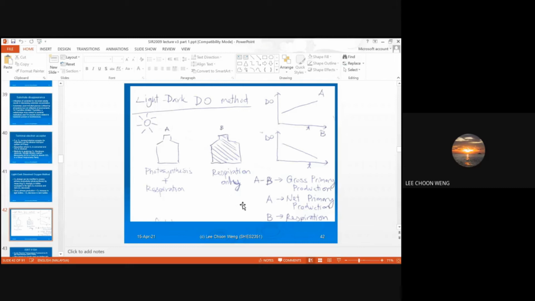Okay, so that's why there is also a radioisotope method where they use carbon-14 to measure the incorporation of the carbon-14 into the phytoplankton biomass. So that's how they can reduce the incubation time by using radioisotopes.